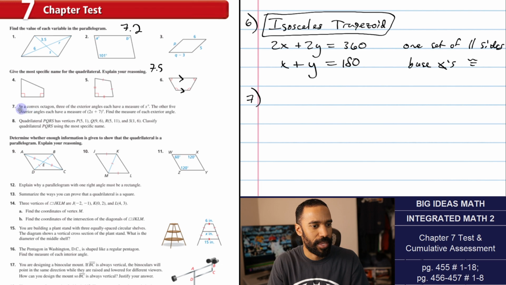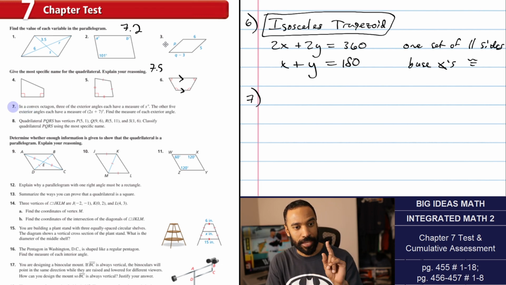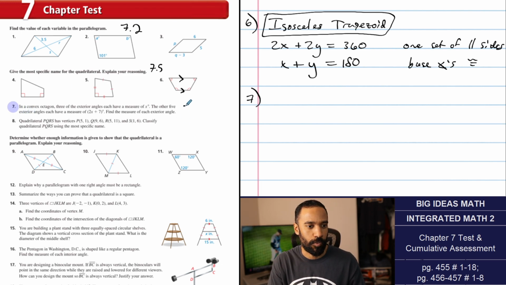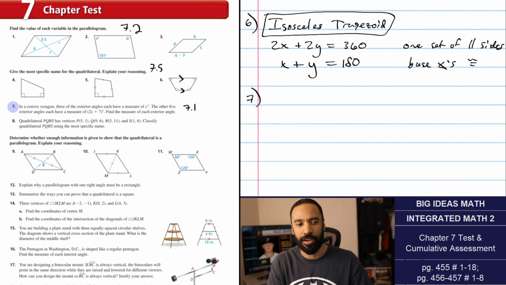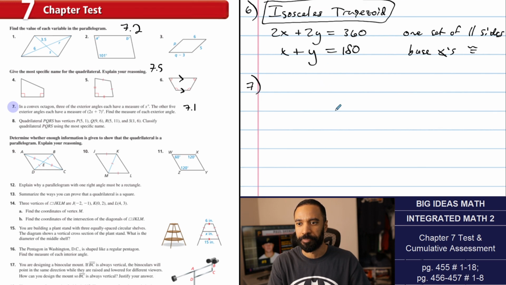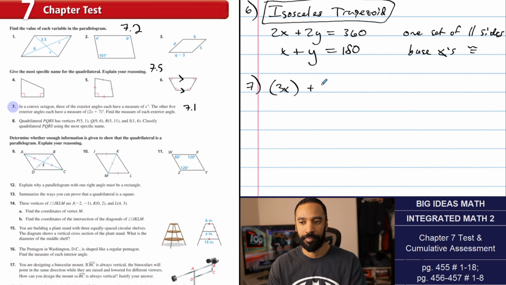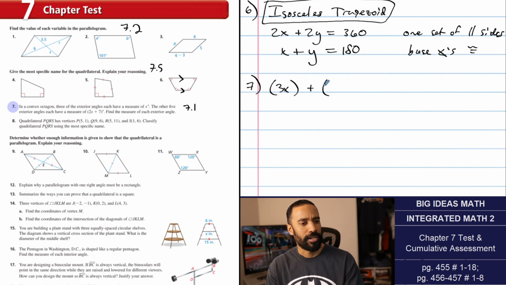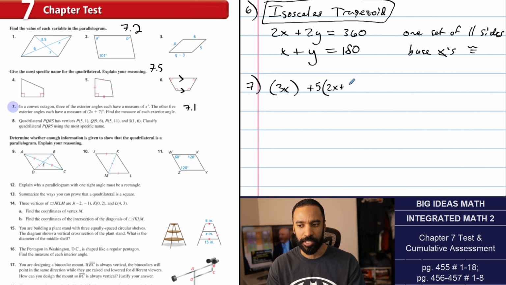Number 7. In a convex octagon, now this is not out of 7.5. This sounds like 7.1 automatically. In a convex octagon, 3 of the exterior angles have a measure of x degrees. The other 5 exterior angles have a measure of 2x plus 7 degrees. Find the measure of each exterior angle. So 3 of them have a measure of x degrees, x plus x plus x. Let me just say 3x. Now we're going to add, these are exterior, 5 angles that have a measure of 2x plus 7.